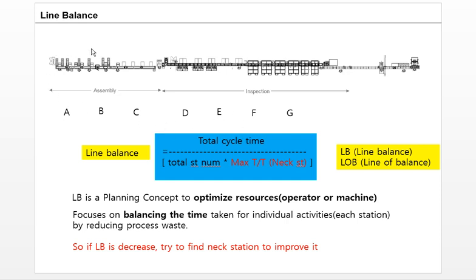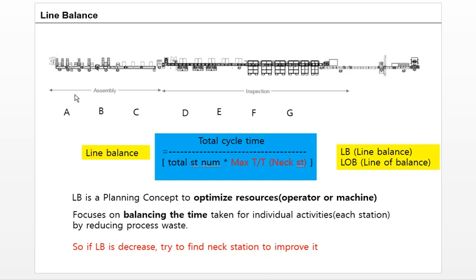Line balance is a planning concept to optimize resources. A resource can be an operator or a machine. The focus is on balancing the time taken for each individual activity in each station by reducing process waste. So each station's process waste time should be improved. If the total LB is decreased, you should try to find the next station to improve.